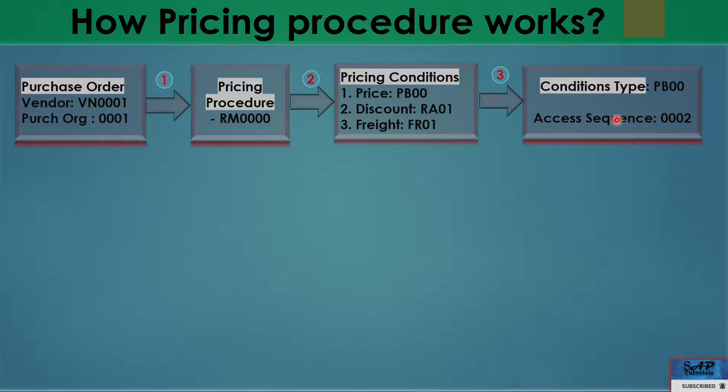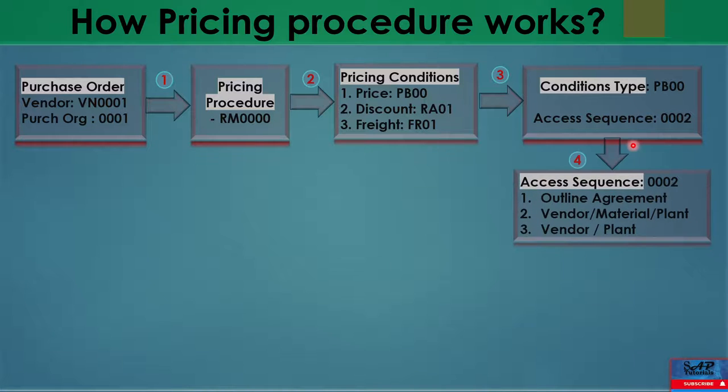So that is why we use the access sequence, only when we want to give some predefined conditions. From this access sequence, the system will identify the appropriate price, or whether any predefined condition is there. Maybe for this particular procurement there is an outline agreement, or a condition maintained with vendor, material or plant, or any other key like material group or vendor and material group or plant. If there is no access sequence in the condition, then the system will not check for this. In that case, we give prices directly, manually.